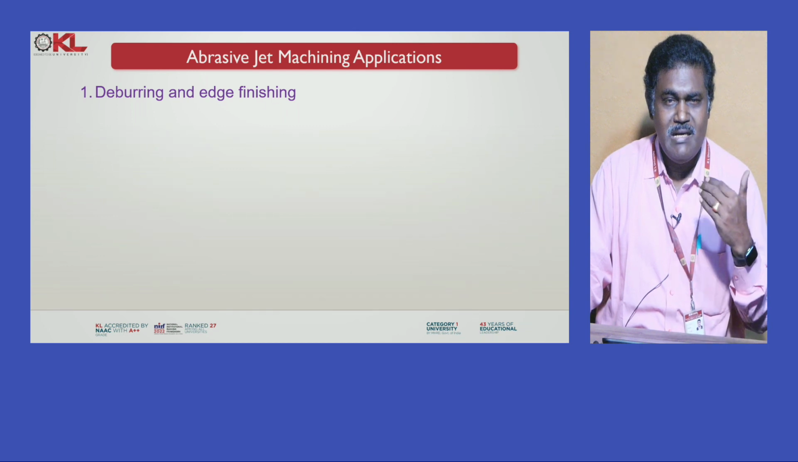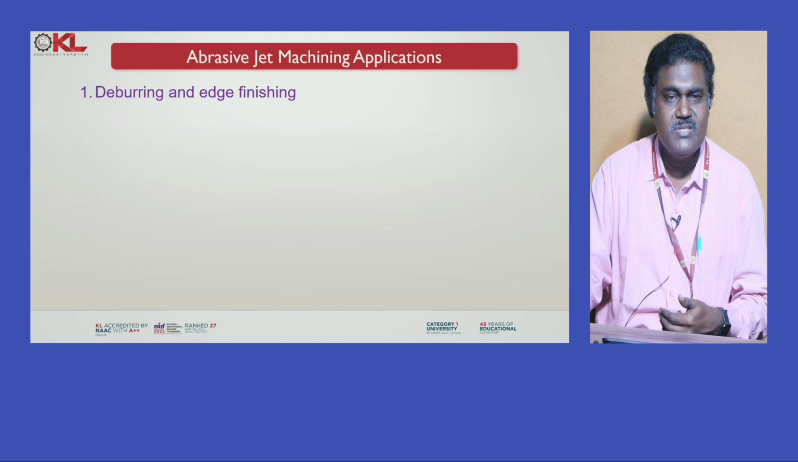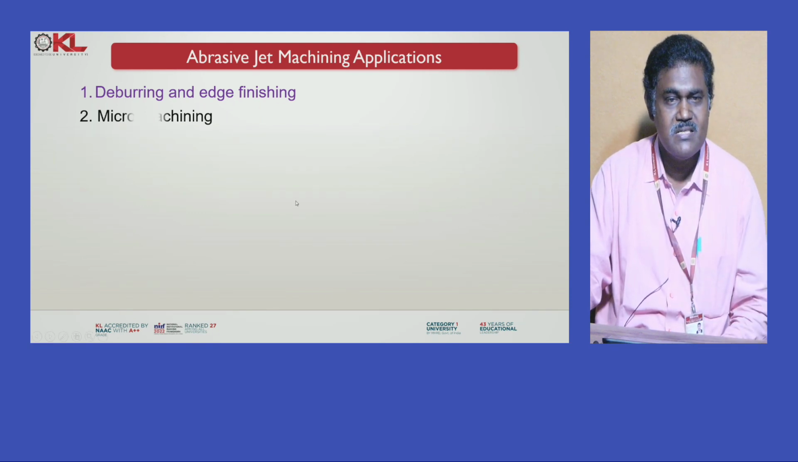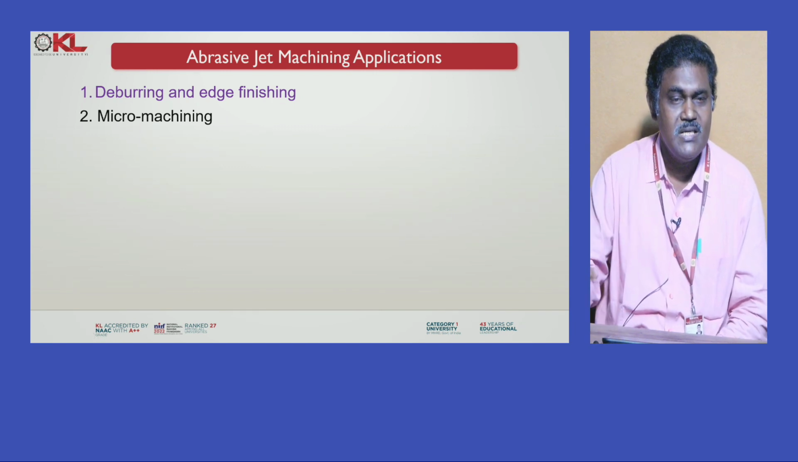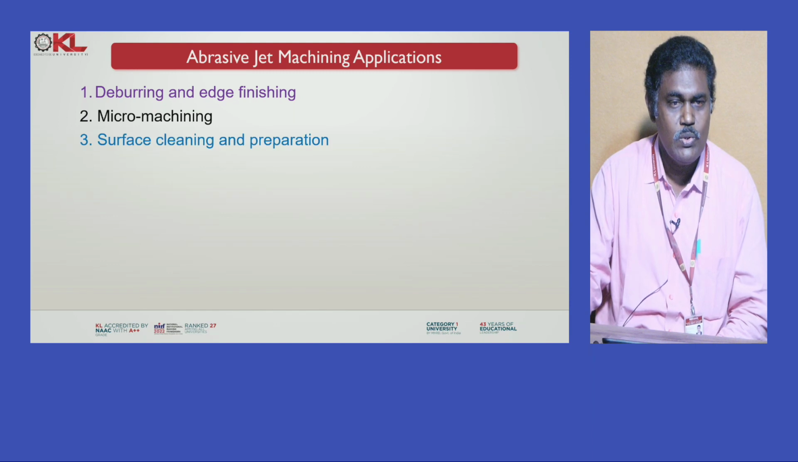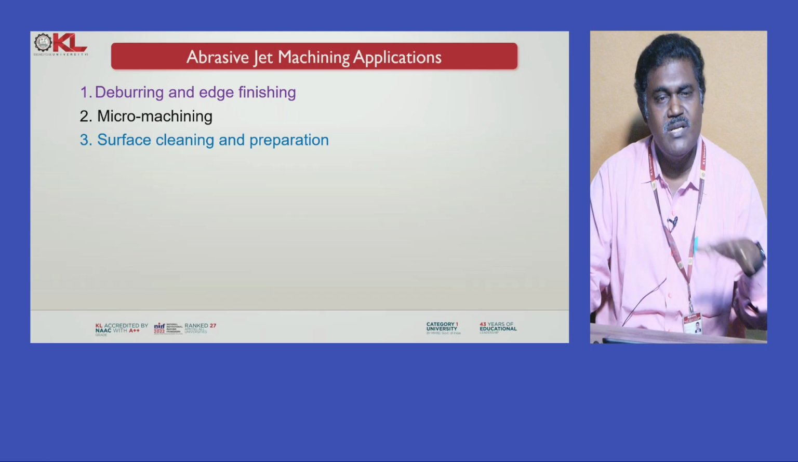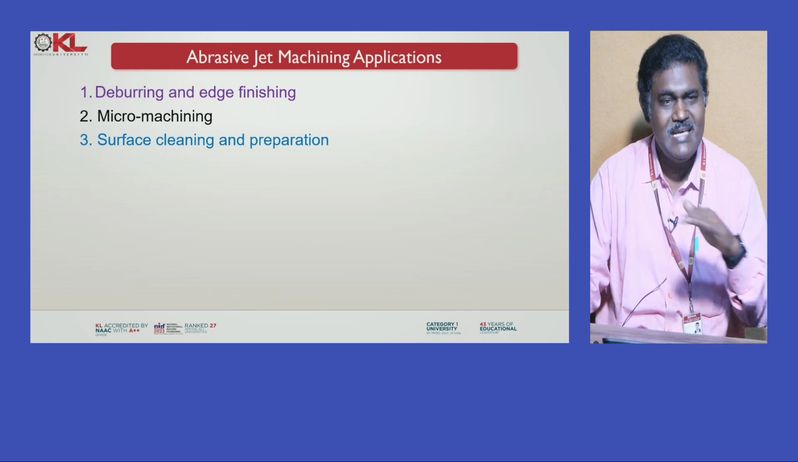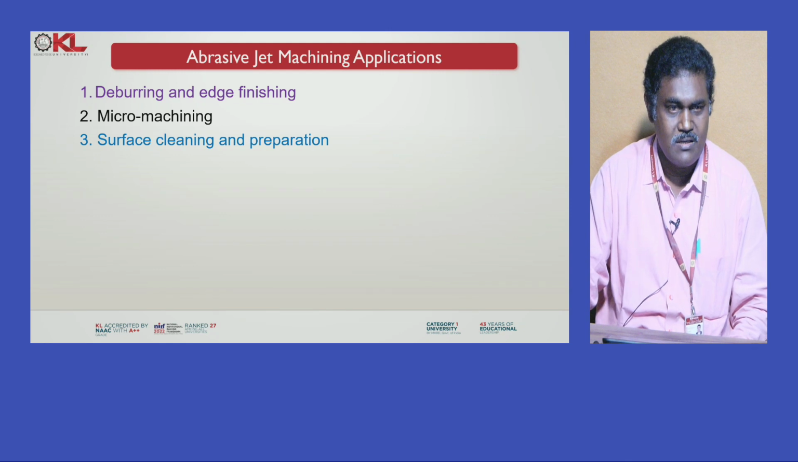What are the main applications of abrasive jet machining? You can see that deburring and edge finishing is the main application of abrasive jet machining, and micromachining. You can machine micro features, and surface cleaning and preparation. Wherever surfaces need to be cleaned and prepared for further operations, you can use abrasive jet machining to clean the surfaces and prepare the workpiece for further work.